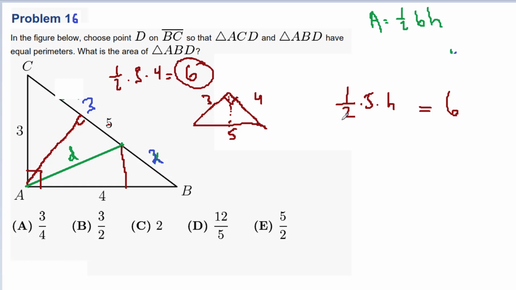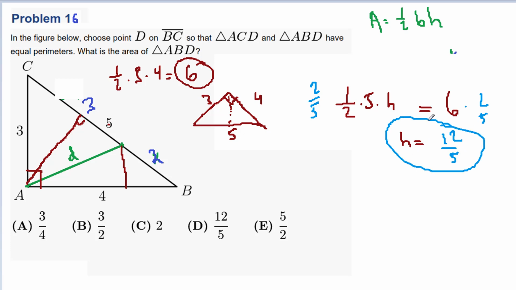Okay, so we have the height now equal to, let's see, this is 5/2. You multiply both sides by 2/5. Let's see, am I making a mistake here? No. And we get h equals 12/5. Okay, so this height here is 12/5. 2.4, right? 2 and 2/5. 12/5.